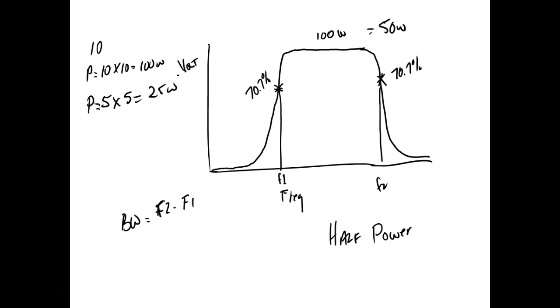So what would be half power? Well, let's say I drop the voltage down to 70.7%. So I'm going to go down to 7.07 volts. My current's going to go to 7.07 amps, which is going to give me 50 watts. So if I'm measuring power, it's at the 70.7% of the voltage.